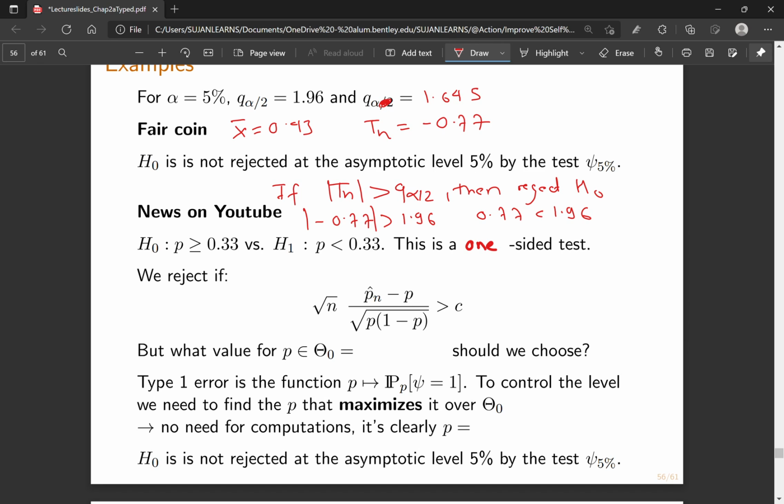Now, we have a rejection condition, which is called Tn, and we will reject if this is true.